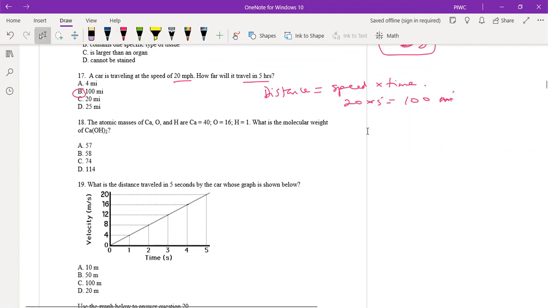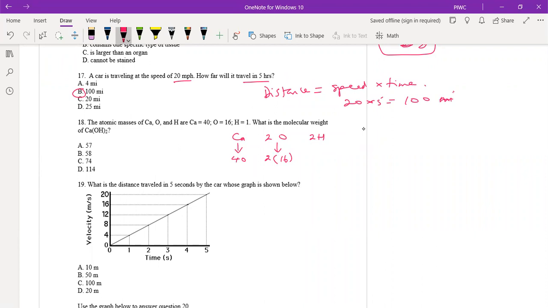Okay, number 18. We have the atomic masses given: calcium, oxygen, hydrogen. So what's the molecular weight of calcium hydroxide? Molecular weight. So here you have what? 1 calcium. So the weight is 40. 2 oxygens. See, 2 of these. So it's 2 times 16.